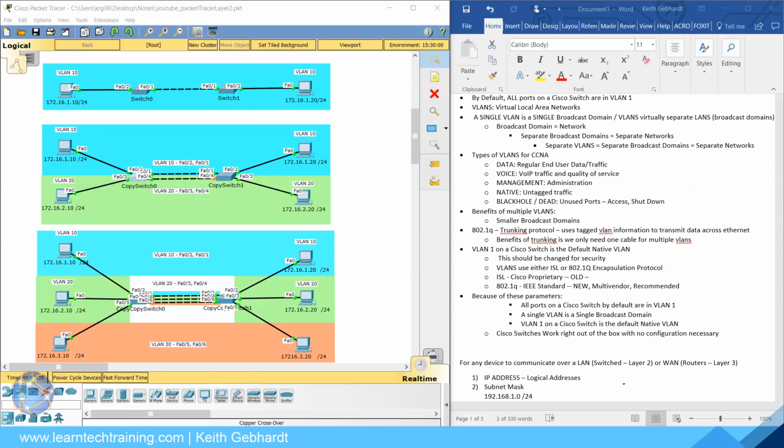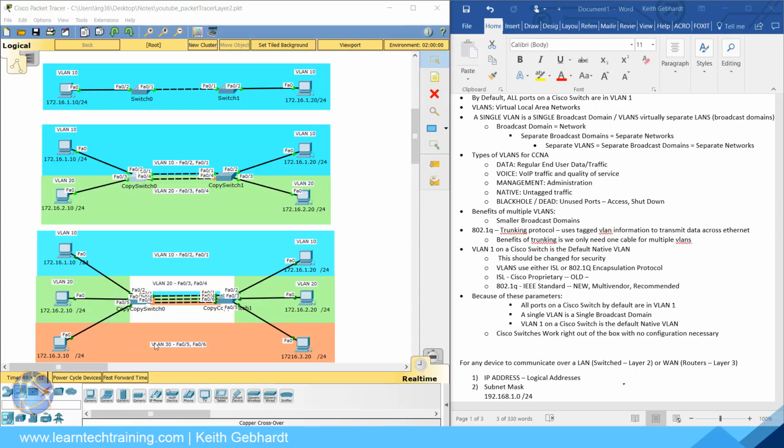So let me go ahead and clear the screen here, which brings me to my next point. 802.1Q trunking, or 802.1Q, is a trunking protocol. It uses tagged VLAN information to transmit data across Ethernet. Again, we'll get back to that. Now, the benefit of trunking is instead of having one cable for every network, we have 2 VLANs here on both switches, we have to run 2 cables.